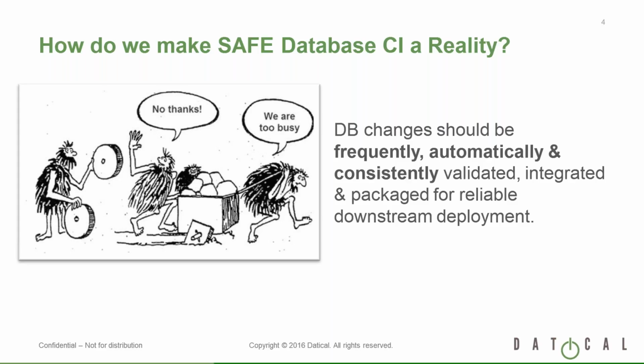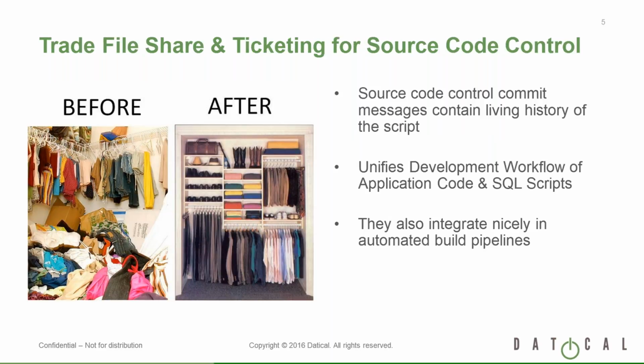So there are 4 primary things we can do today to start integrating that process, the database change process, into the application change process. And the first thing we want to do is trade that file share and ticketing system for source code control. Source code control is, I don't know, it's like the combustion engine for application development.